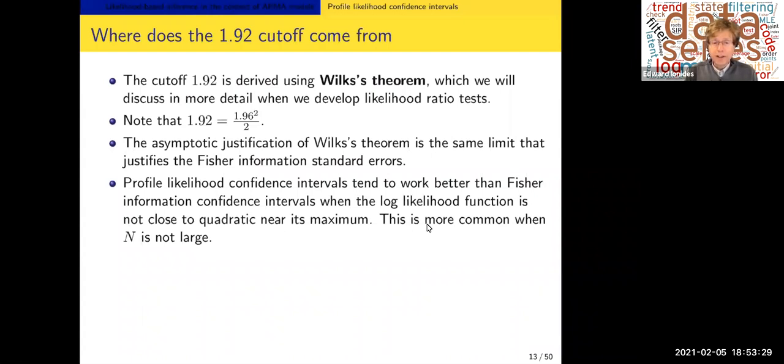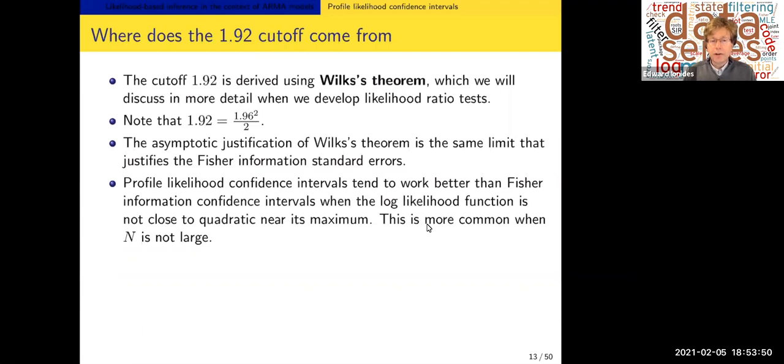Something that's interesting to think about, Wilks's theorem, it's an asymptotic theorem. You can probably guess it must be some sort of asymptotic limit. Well, the asymptotic justification of Wilks' theorem is the same limit that justifies the Fisher information for standard errors. So it's not obvious why one should be better than the other. In some ways, they're almost the same thing.